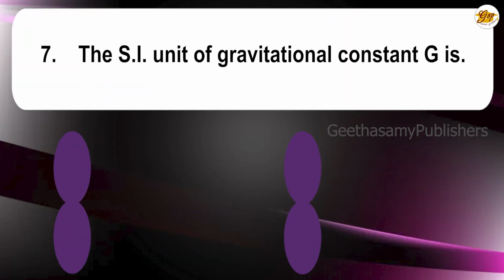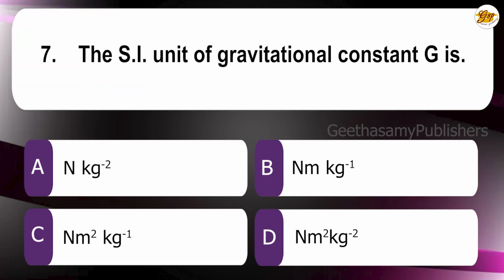Seventh question. The SI unit of gravitational constant G is A. N kg power minus 2, B. Nm kg to power minus 1, C. Nm square kg to the power minus 1, D. Nm square kg to the power minus 2. The correct answer is D. Nm square kg to the power minus 2.